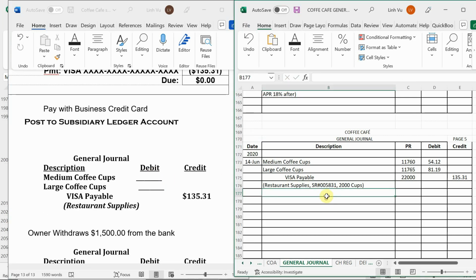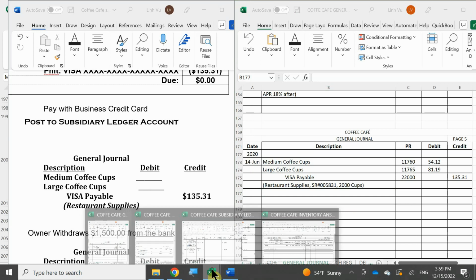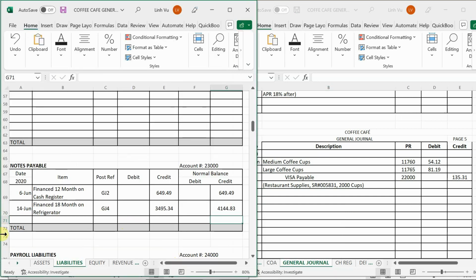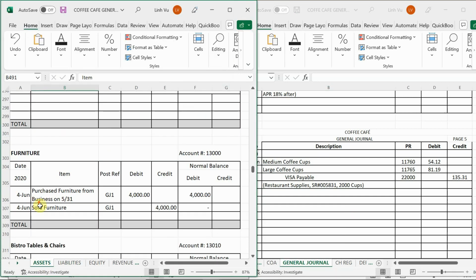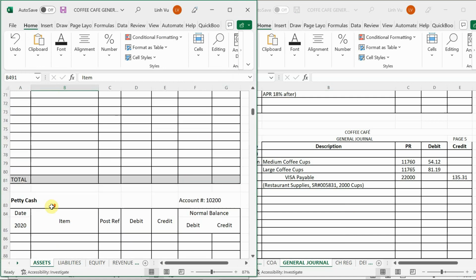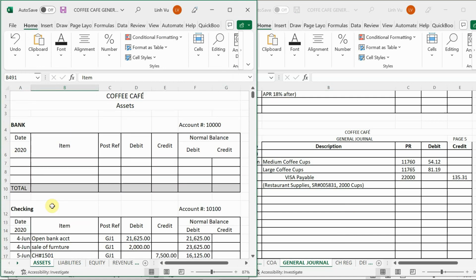So, go ahead and plug it into your ledger. Okay, because now I finally got some coffee cups going. That means I'm getting very, very close to starting to open up my business so I can start selling my coffee now, right?